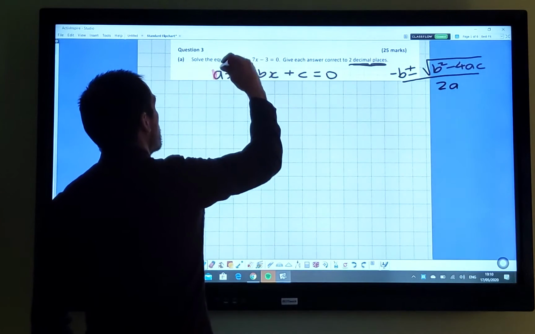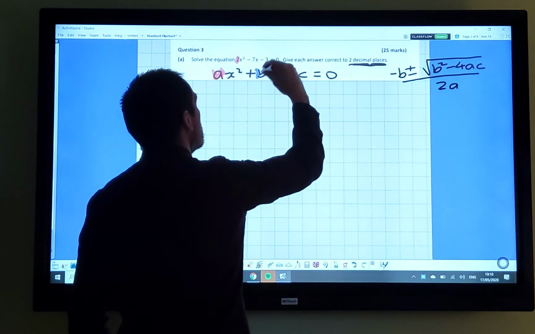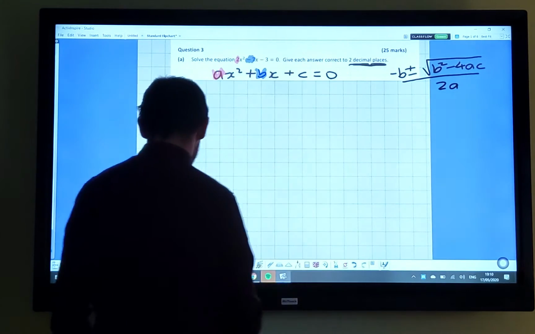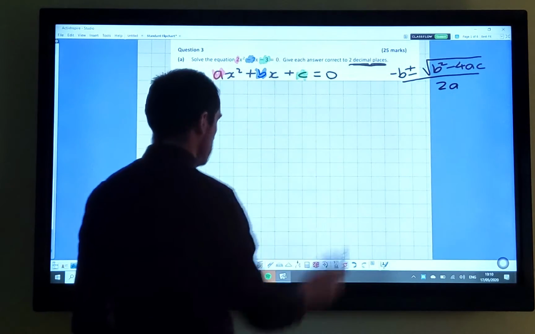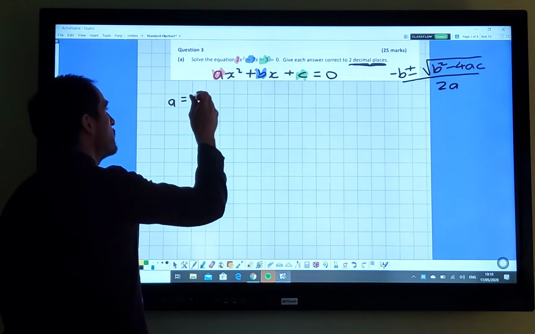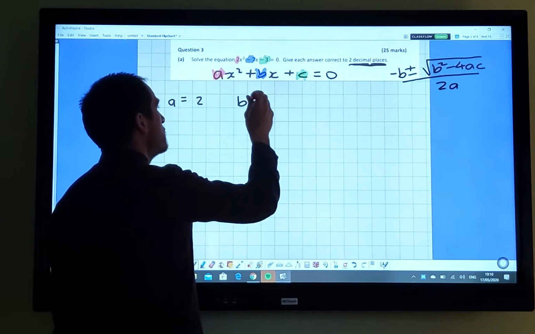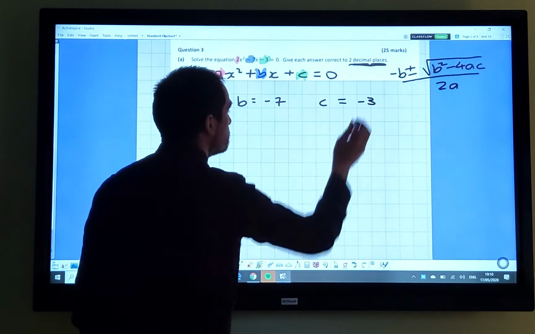So look, a in this case here is 2, b is minus 7, and c is minus 3. So I can now write that here as follows. a is equal to 2, b is equal to minus 7, and c is equal to minus 3.